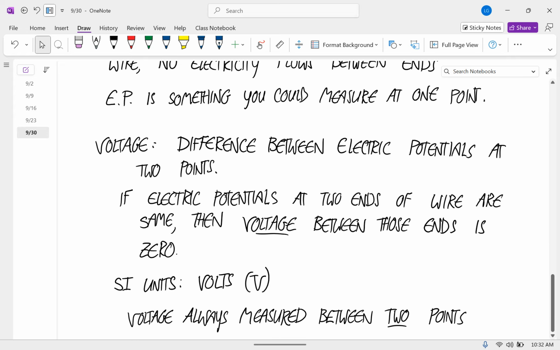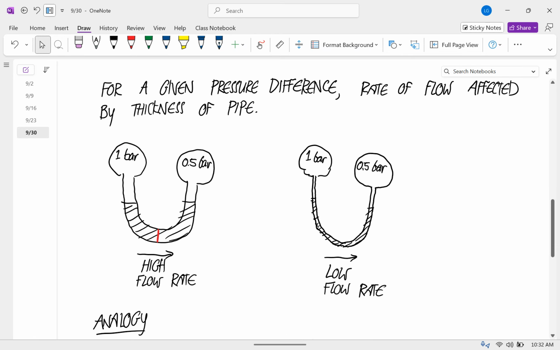Okay, so electric potential is like pressure. Voltage is like a pressure difference. Yes? Would the electric potential be like the 1 bar that you stated? Exactly. So like in this example, the electric potential is 1 bar here. The electric potential here is half a bar. The voltage between those would be 1 minus 0.5, so the voltage would be 0.5 bar, with the higher side here and the lower side here.